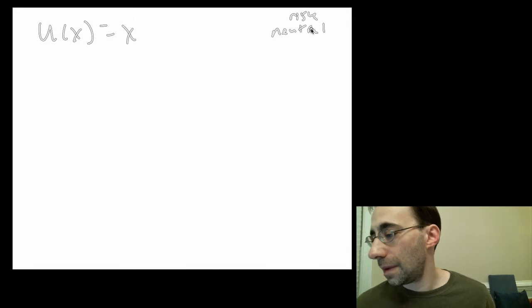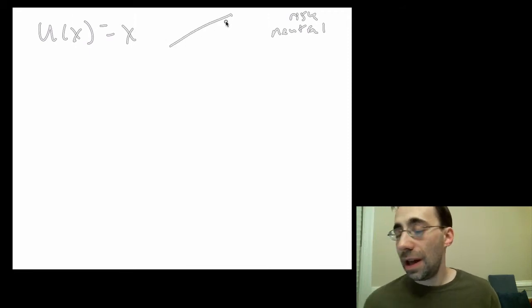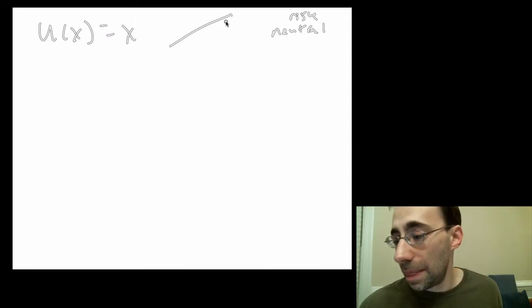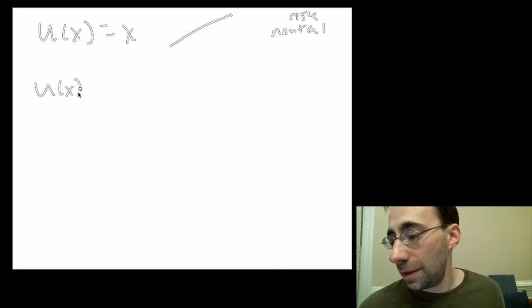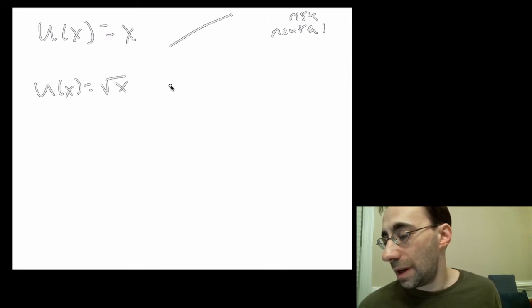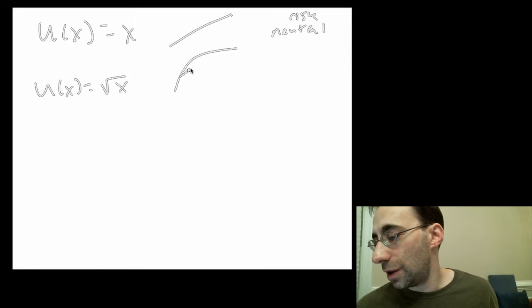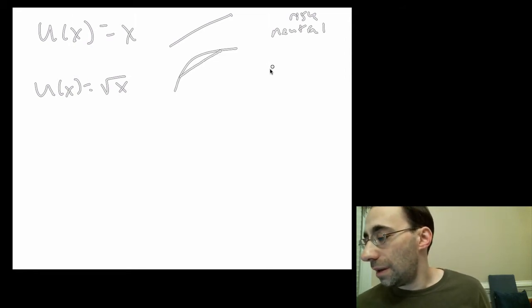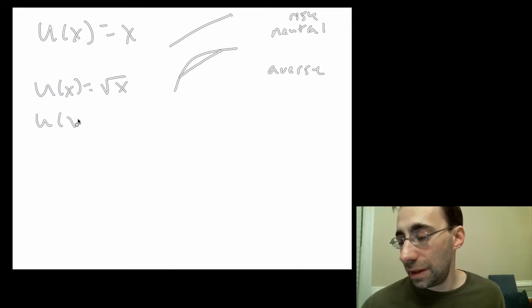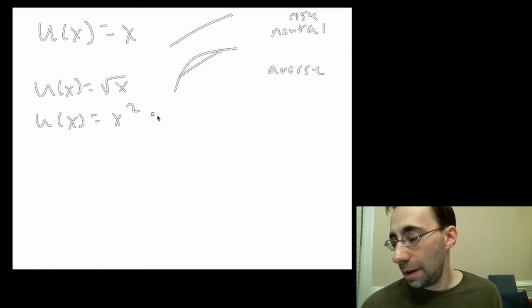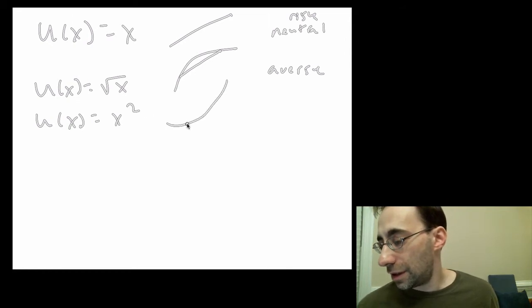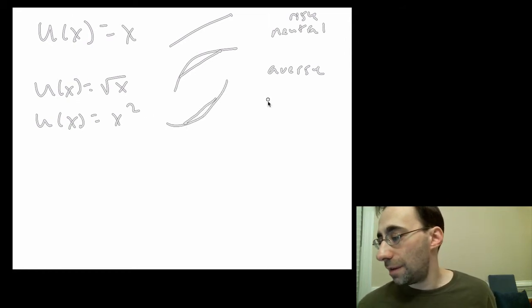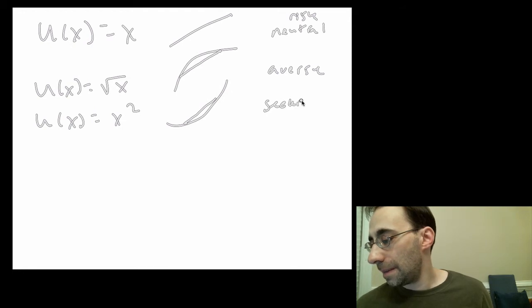We call this like this, and this is neither concave nor convex. If you have this function, this is a concave function because a line connecting 2 points is below the curve. This is risk averse. And if you have a function like this, it is a convex function because the line drawing 2 points is above the curve. And this is risk seeking.